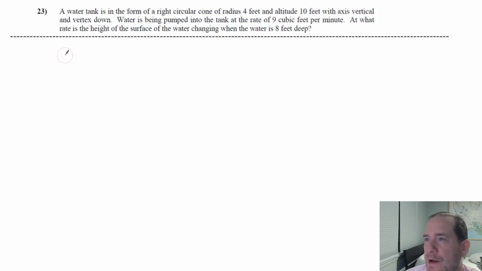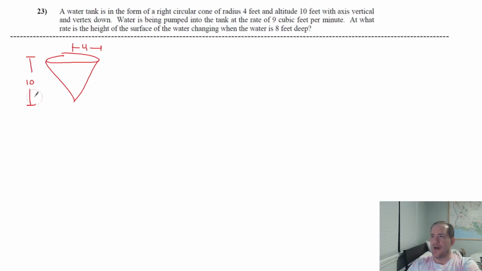Okay, fine, I will. So we got another right circular cylinder. Radius is 4. Height is 10. And an axis, vertical, and vertex down. That just means that you draw it the way I drew it. Water is being pumped into the tank. So that means we're starting with only a little bit of water, and they're pumping more in. So obviously the rate of change of the volume is a positive number. We're gaining more and more. So dV/dt is positive 9.